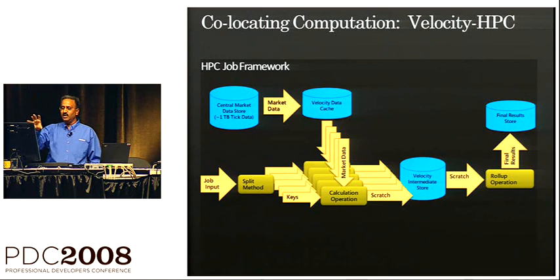What we have done is put that into the cache, and the HPC job flow now reads the market data from the Velocity data cache. That has significantly improved the performance.